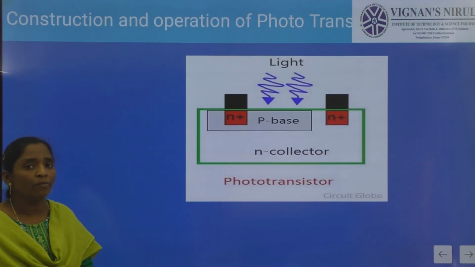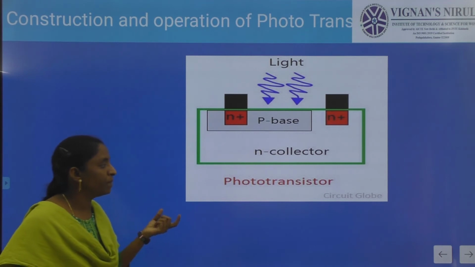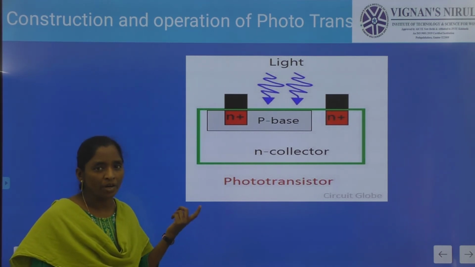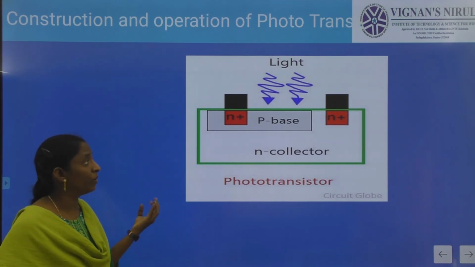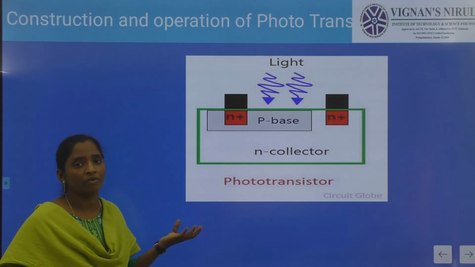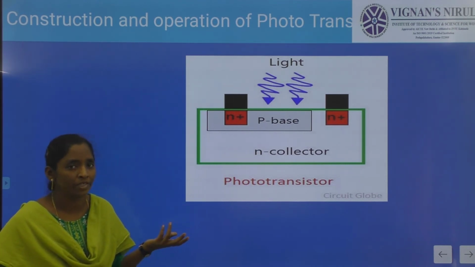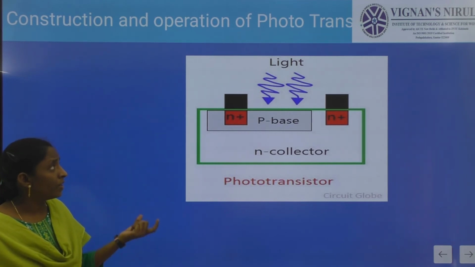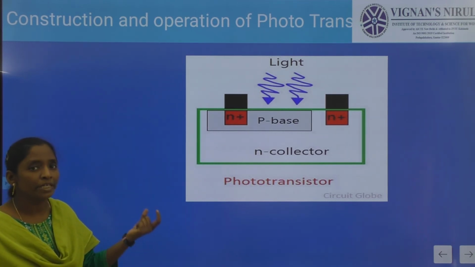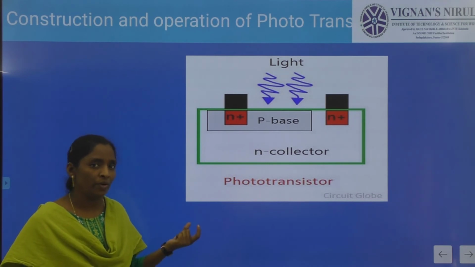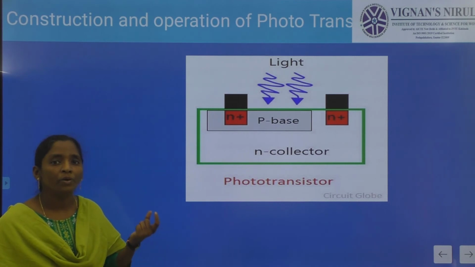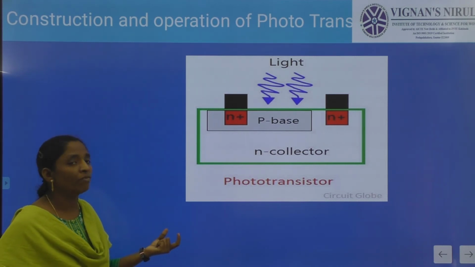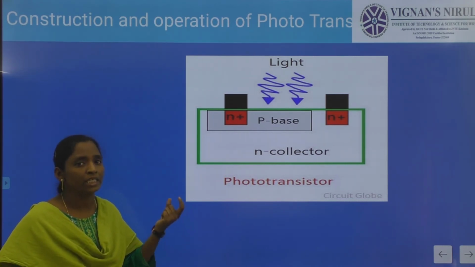Construction and operation of the phototransistor. What is meant by a phototransistor? Here we are going to see what a phototransistor is, what the circuit diagram of a phototransistor is, what the applications of a phototransistor are, and how it works. A phototransistor is a combination of a photodiode and a transistor amplifier.